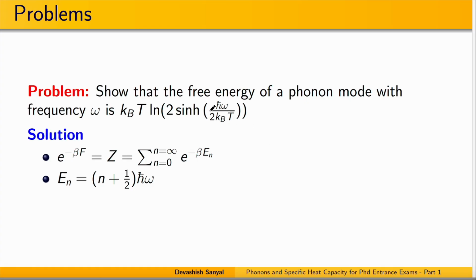Next, we will show that the free energy of a phonon mode with frequency omega is kBT ln of twice sinh of h cross omega by 2 kBT. So how do we do it? We have to write down the partition function, and the free energy is written as e to the power minus beta F equal to the partition function. So we have to evaluate the partition function.